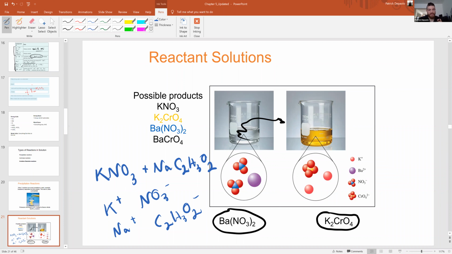So that's a good question. So hopefully that makes sense, that in precipitation reactions, it's not just adding two ionic compounds together. That's not it. It's adding two ionic compounds that once they rearrange, there is an insoluble solid product. So that's the important part. Okay, any questions?